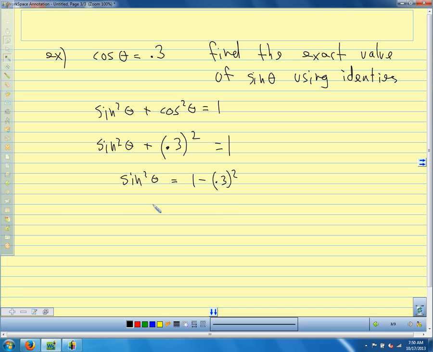Now we want an exact value, so instead of writing 0.3 as a decimal, what's another way I could write 0.3? Well, if it was 0.3333 repeating, it'd be 1/3. What's another way of writing 0.3? 3/10. So I'm going to say sine squared theta equals 1 minus 3/10 squared. So that equals 1 minus 9/100ths.